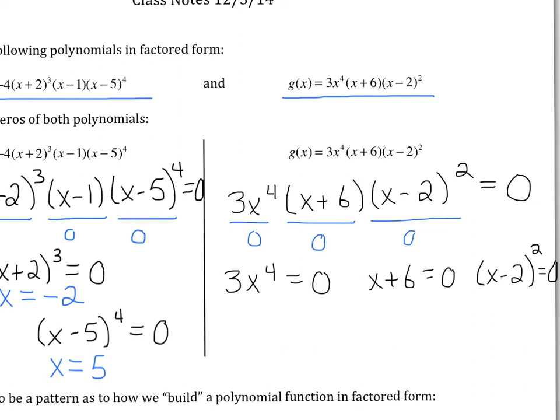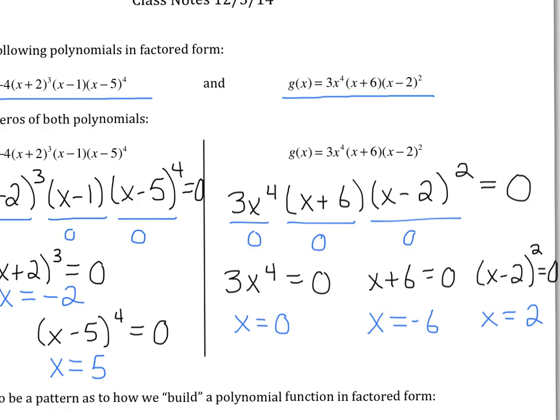All right, and so what value of x will make the first mini equation true? Well, x equal to 0. And for the second equation, x + 6 will be 0 when x is -6. And for the last little mini equation, (x - 2)^2 will be 0 when x is equal to 2.